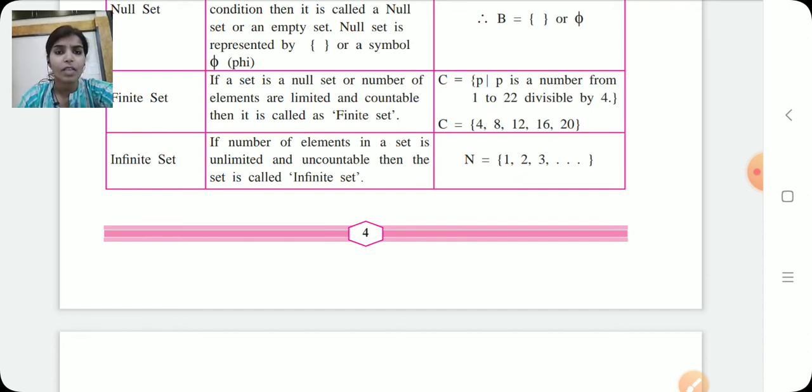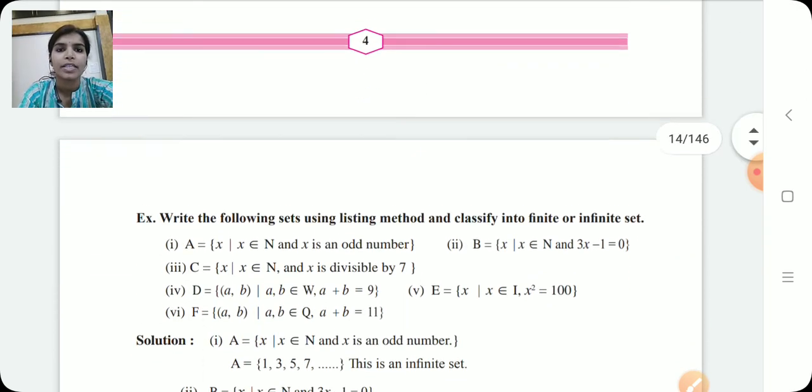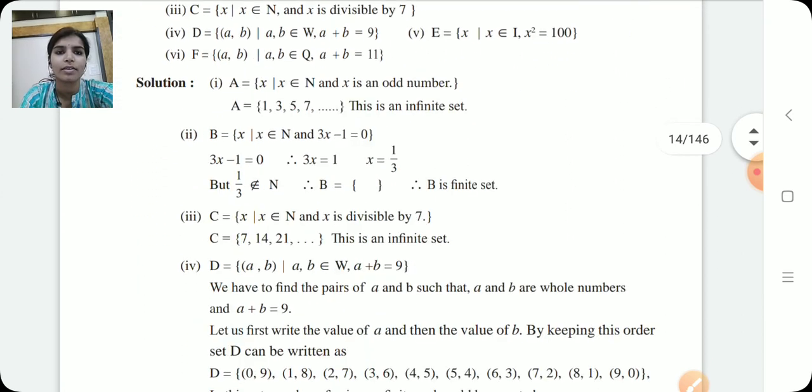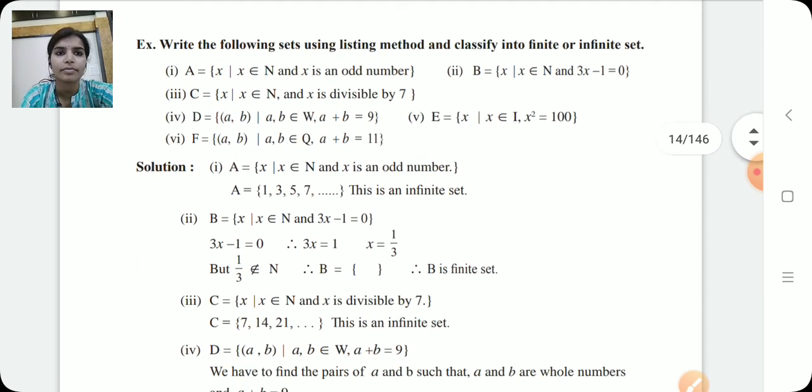Understand? Then you want to know some basic rules to write sets. All of you know, you denote sets by capital letters. You write all elements in curly brackets and separate these elements by commas. Then we will see the examples here. Write the following sets using the listing method and classify them into finite and infinite.